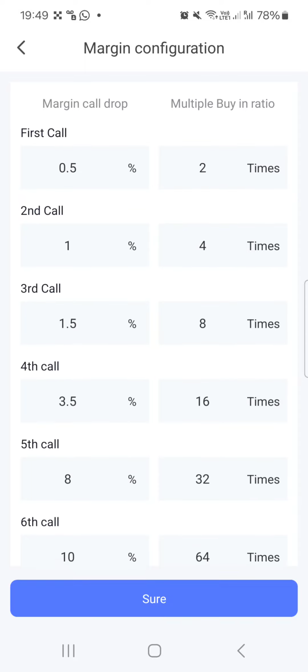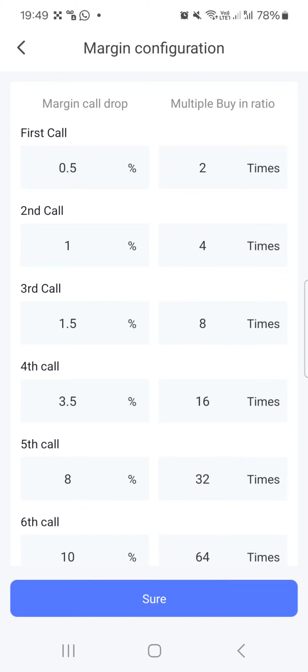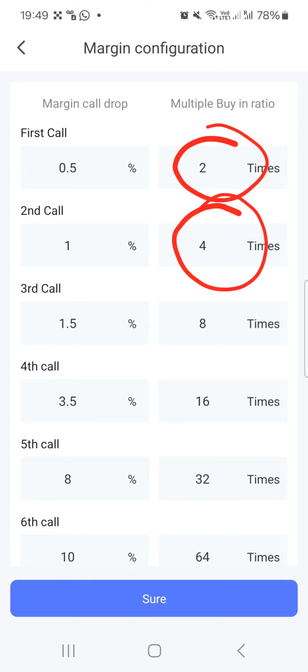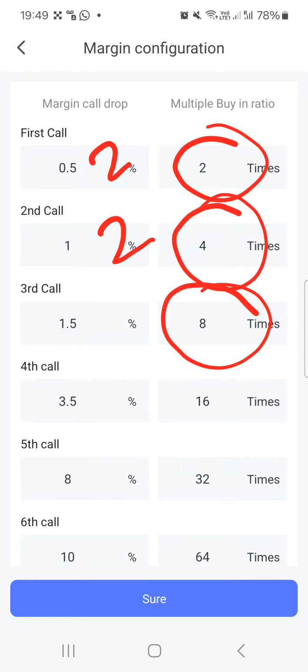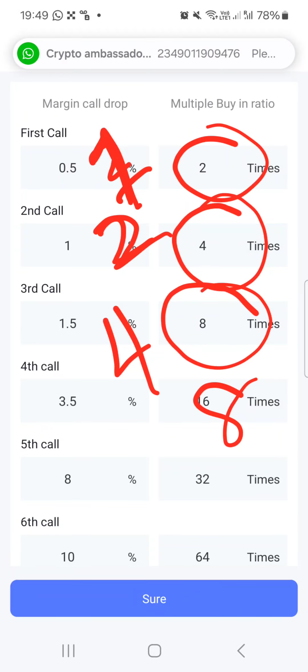This is not static, it can be reduced. How are you going to reduce it? You will say, I'm going to leave the first one at 2. Then the second one, maybe I'll reduce it to 2, and the third one, maybe 4. Or you can decide, maybe the first one you put in 1, the second one 2, the third one 4, the fifth one 8. That is how you're going to manage your capital.